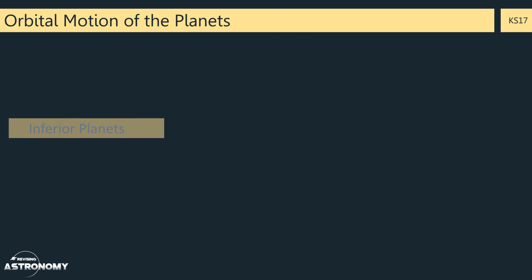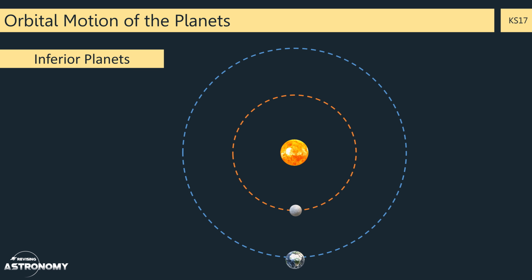Let's start with our inferior planets. Those are the ones that are closer to the Sun than the Earth. Now there are a few key points in their orbit to consider. The first is when a planet is directly between the Earth and the Sun, like here. This is called the inferior conjunction. This is the point where a planet would transit the Sun and can only be seen on the inferior planets.